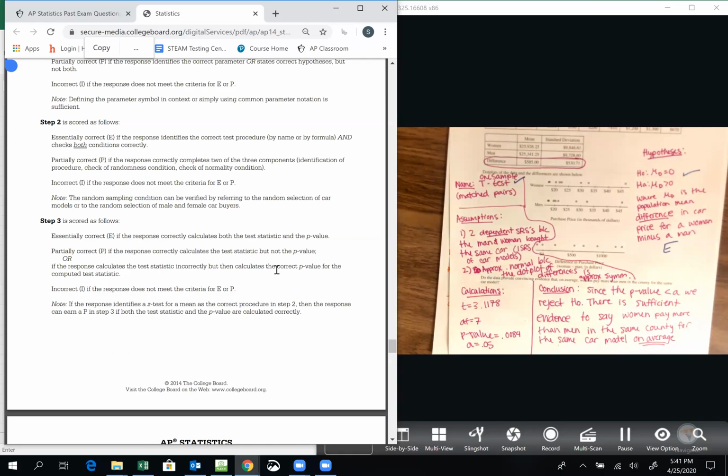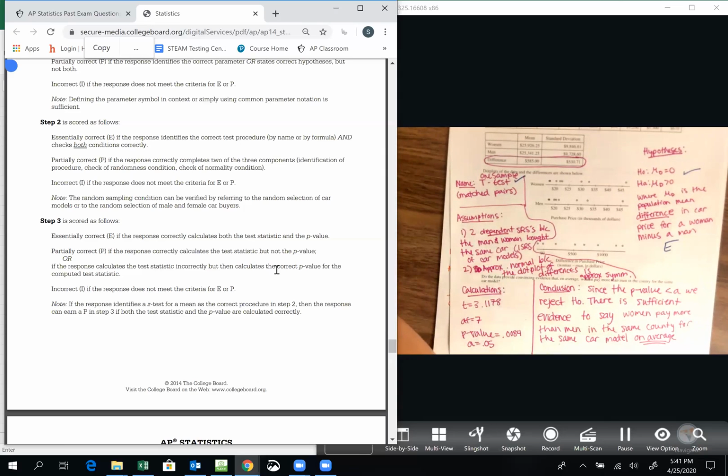Both conditions should be, probably the car models is what they want. Oh, I have both. The random sampling condition can be verified by referring to the random selection of car models or to the random selection of male and female car buyers. But you wouldn't call it two independent SRSs, as they are dependent because they're buying the same car. So two dependent SRSs, which is what makes it a matched pair, or one random sample of car models.